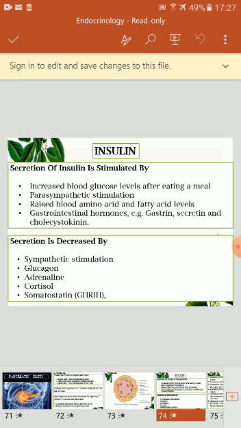And there are other factors in which insulin secretion is decreased. Those are sympathetic stimulation. Sympathetic activity is known as fight and flight activity. Glucagon, adrenaline, the other name of adrenaline is epinephrine, cortisol, and somatostatin. And GHRIH is growth hormone releasing inhibitory hormone.